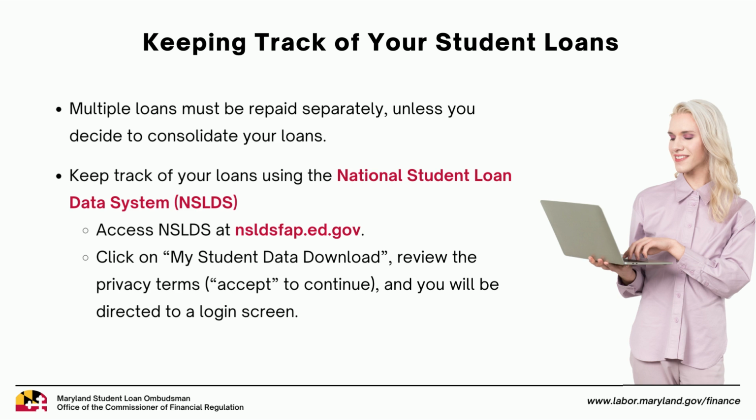The National Student Loan Data System, or NSLDS, is an online federal database for student aid and loan programs. You can use the NSLDS system to view your federal loans and loan status, among other information. You can access the NSLDS Student Access Portal at nsldsfap.ed.gov. Click on My Student Data Download, review the privacy terms, and you will then be directed to a login screen. You'll need your FSA ID, which you originally created when you first applied for federal financial aid through FAFSA.